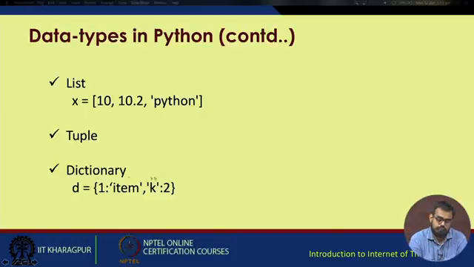Next is a dictionary. So a dictionary is an unordered collection of key value pairs used to contain a huge amount of data. For example, this key is 1 colon, the value is item. Then again k, the value is 2, and so on.